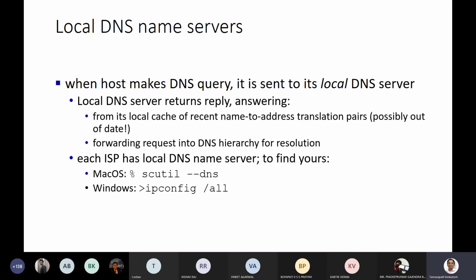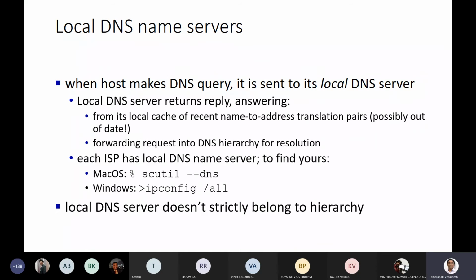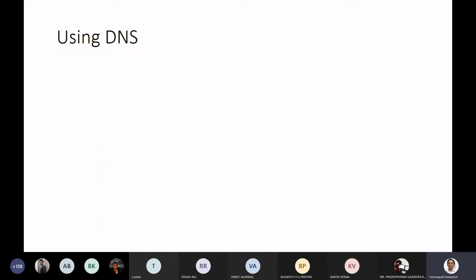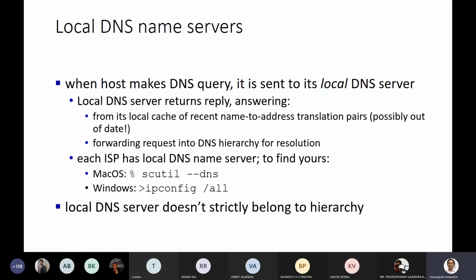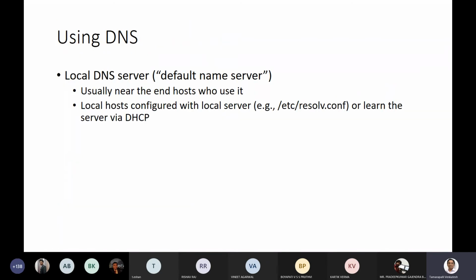Each ISP typically has a local DNS name server. It's not just ISPs, every organization can also have a local DNS server. Like at IITG, you must be setting an IP address. If you are on campus, you would be using something like 172.17.1.1, which is the local DNS server that will do these resolutions on your behalf. But these local DNS servers don't belong to the hierarchy, because they are the clients doing the resolution. In the DNS hierarchy, we are only talking about the servers which are responsible for the resolution.